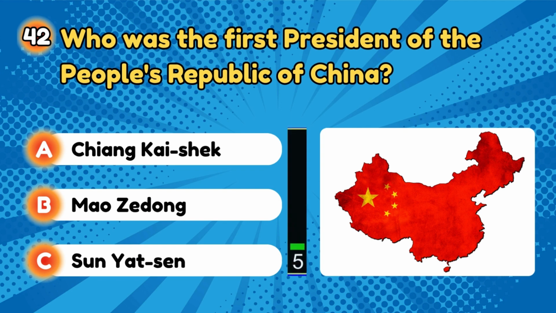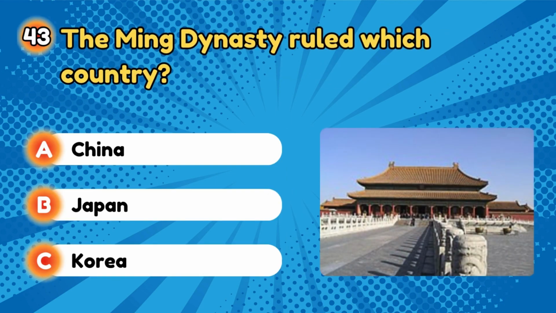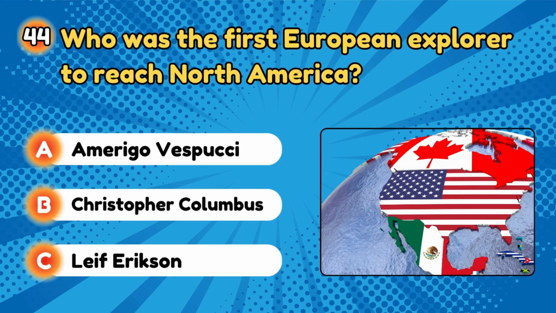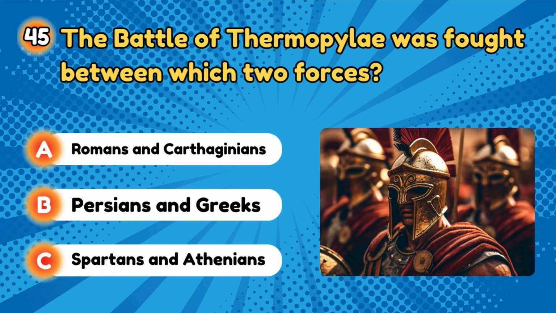India. Who was the first president of the People's Republic of China? Mao Zedong. The Ming Dynasty ruled which country? China. Who was the first European explorer to reach North America? Christopher Columbus. The Battle of Thermopylae was fought between which two forces?